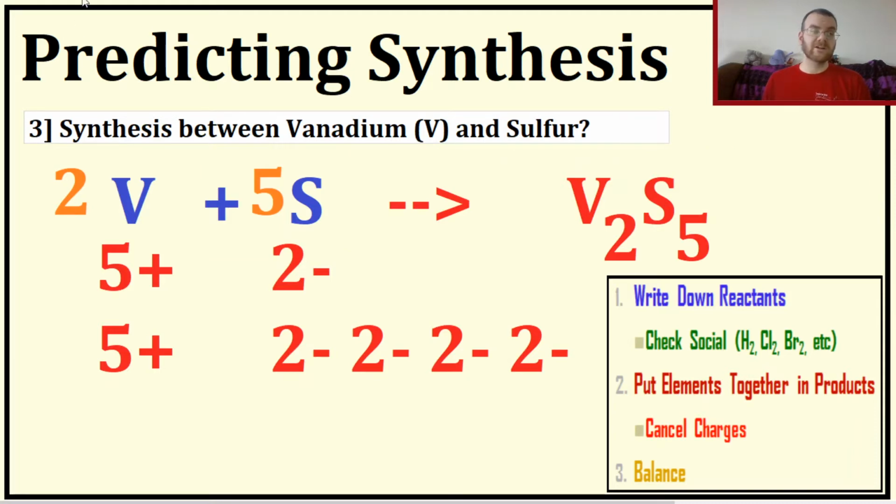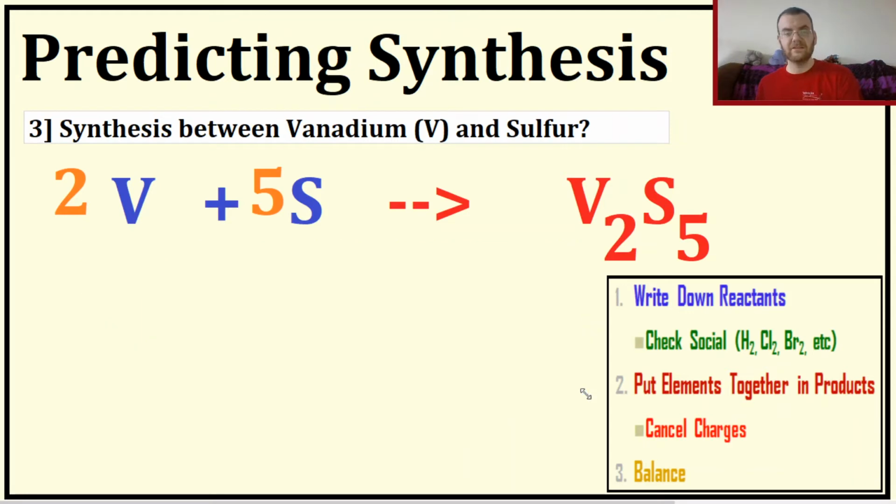I get rid of my charges because charges should not belong in the final answer that you give, and there we go. 2 vanadiums, 5 sulfurs becomes V2S5, or vanadium 5 sulfur, because that Roman numeral 5 is just the charge.